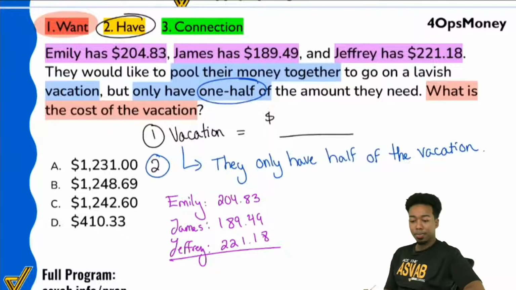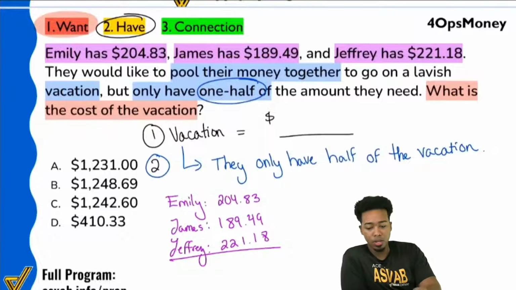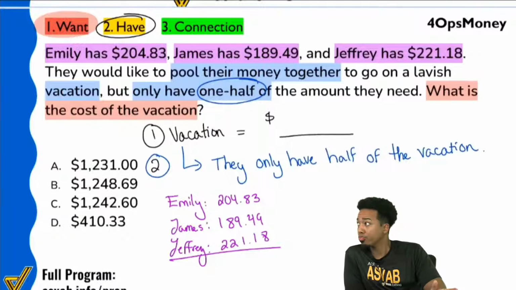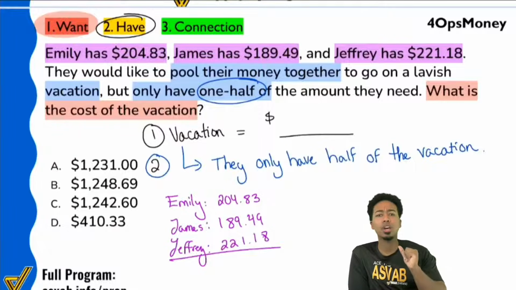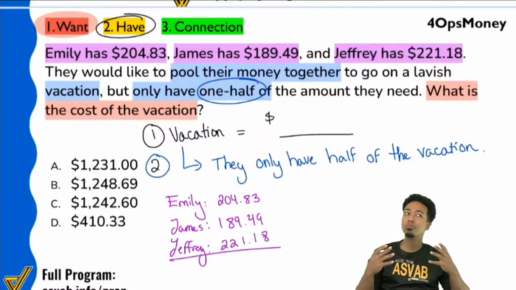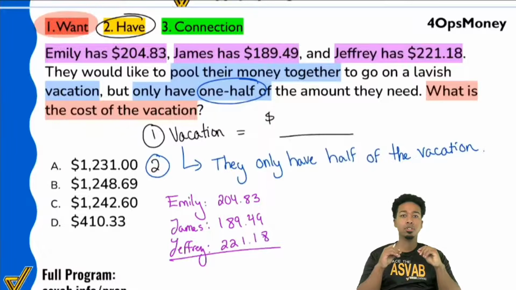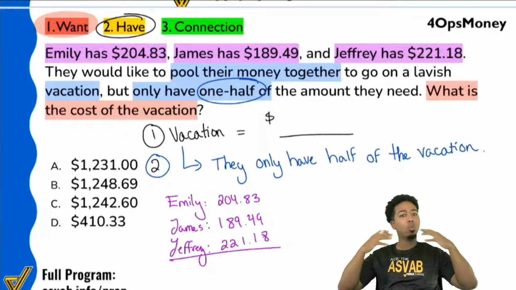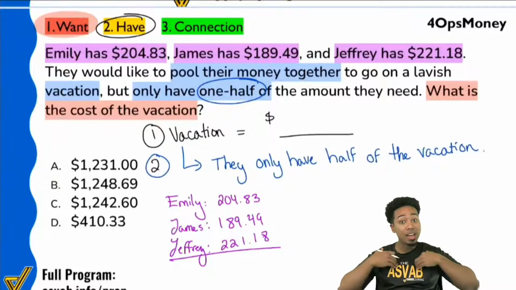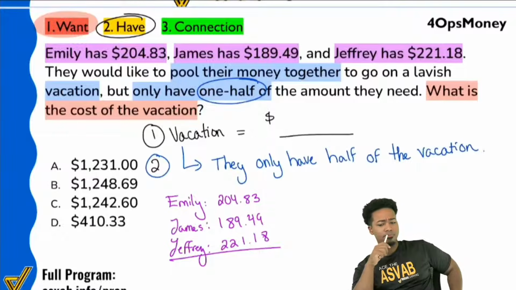Boom. So, my party people, we're here. And so, here's what we know. We know that we have these three friends. They're trying to go on a vacation. They don't have enough. They actually only have half of what they need. So, everybody, to figure out the cost of the vacation, if what they have right now is only half, what do we need to do to what they have to get to the vacation? What do we need to do?